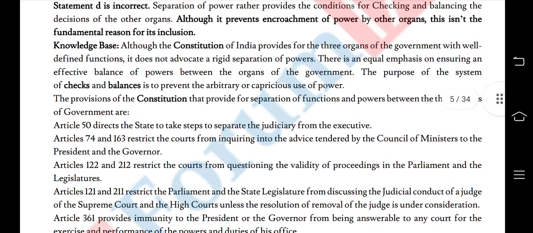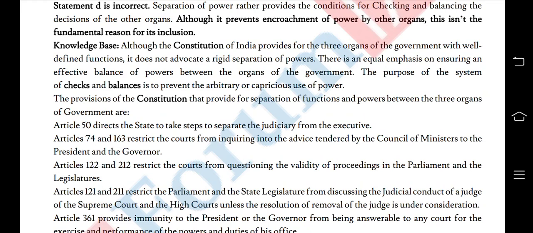The provisions of the Constitution that provide for separation of functions and powers between the three organs of the government are: Article 50 directs the state to take steps to separate the judiciary from the executive. Article 74 and Article 163 restrict the courts from inquiring into the advice tendered by the Council of Ministers to the President and the Governor.